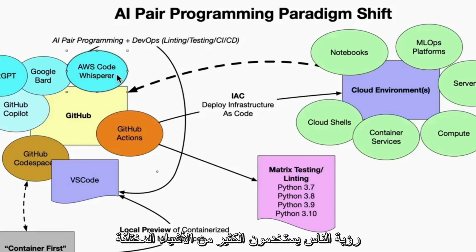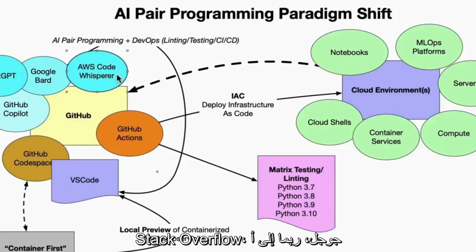So I think we're going to see people using lots of different resources, just like they do before AI pair programming, where you would go to Stack Overflow, Google, maybe to a learning platform to take a look at certain things. You're going to be combining all those things together to actually get the best hybrid experience when you're doing pair programming.